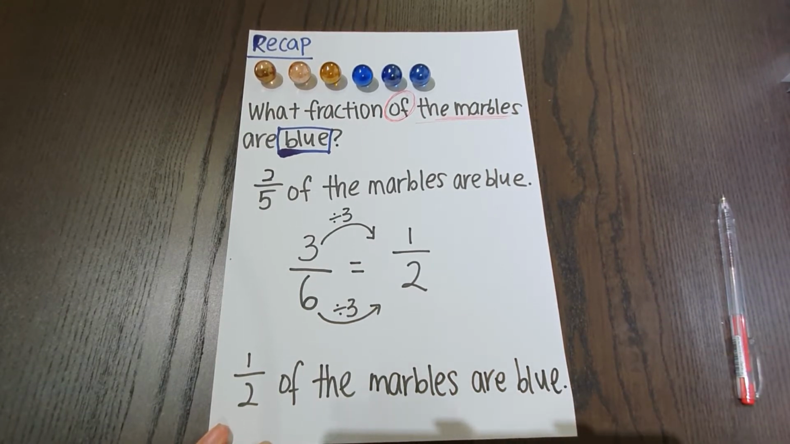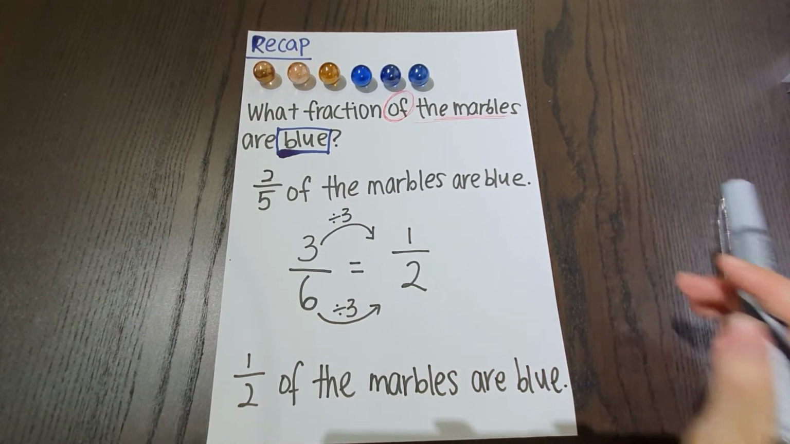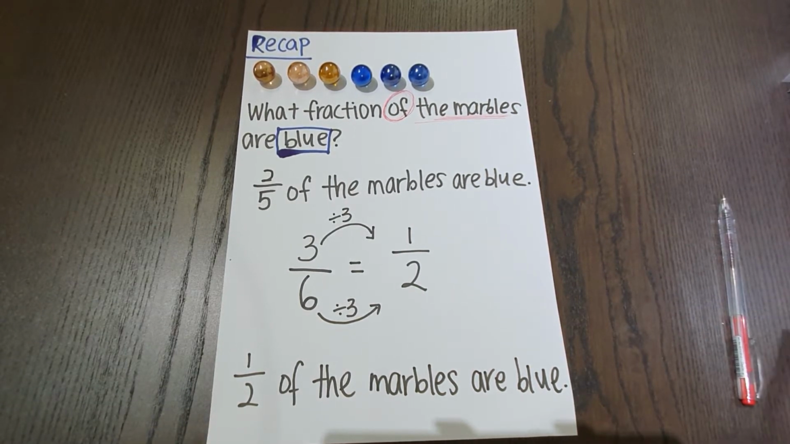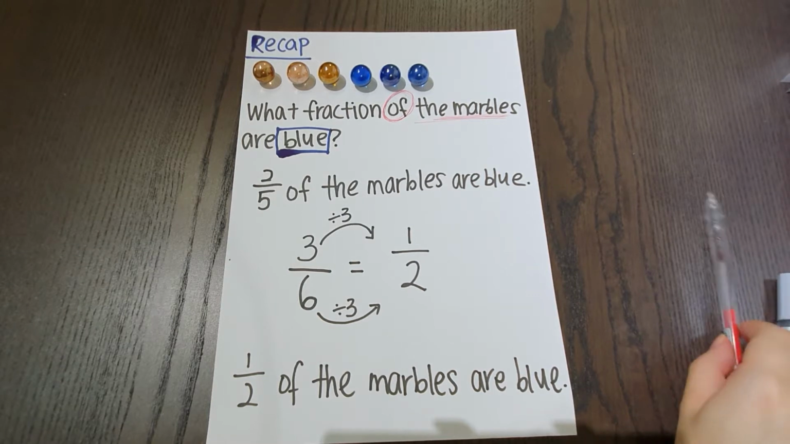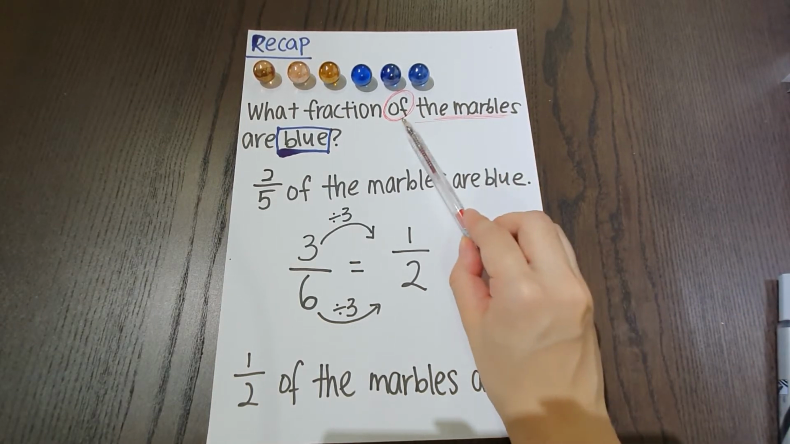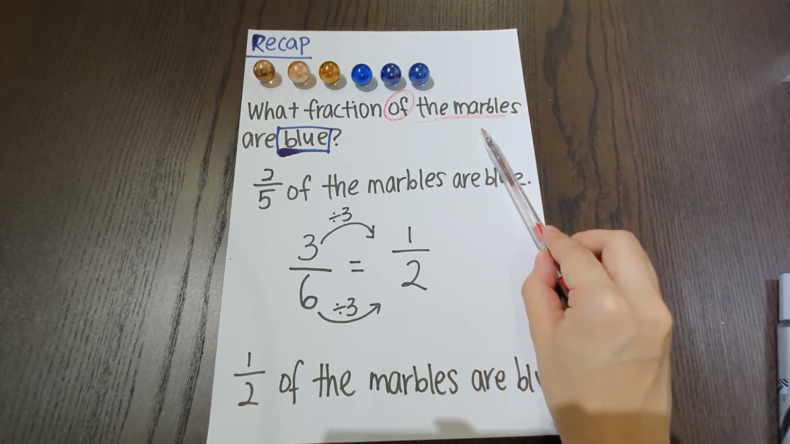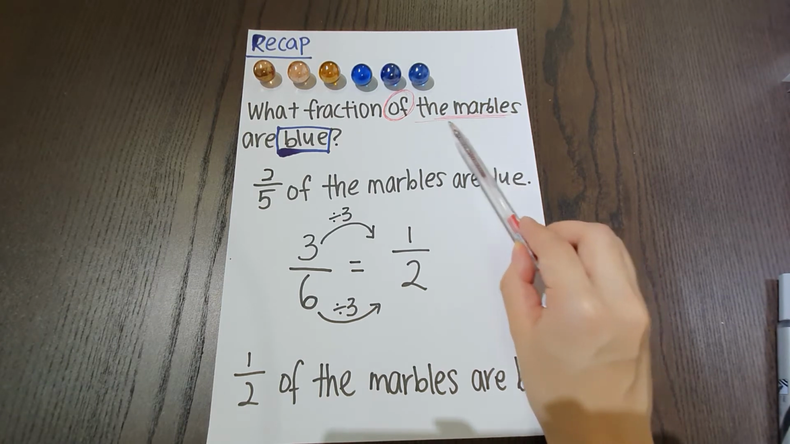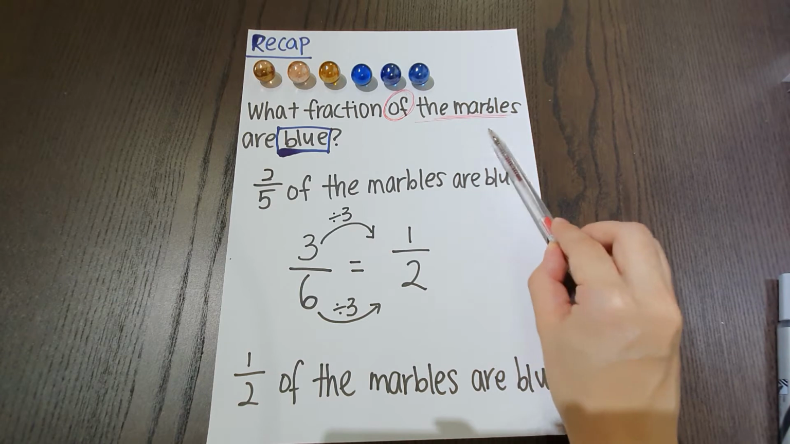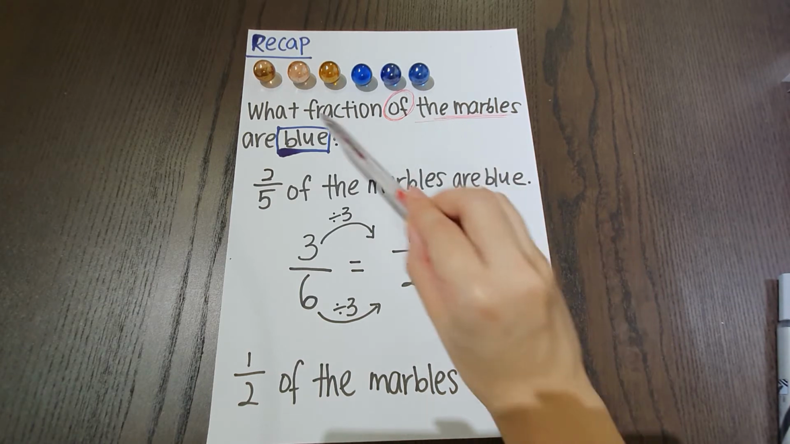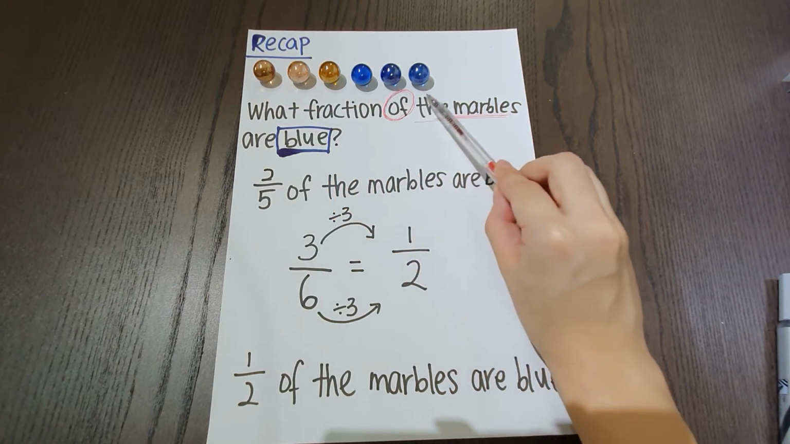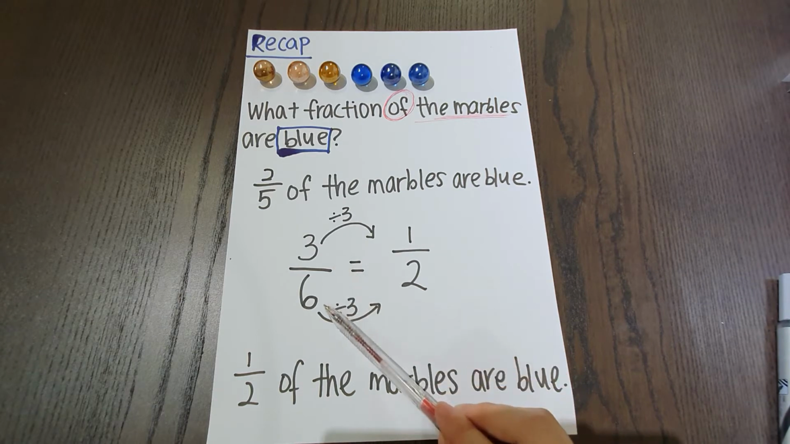Hopefully, from this recap example, it helps you decide what your denominator is. Simply look at the variable that appears after the word "of" to decide what your base is. In this case, since the variable after the word "of" is the total marbles, I just have to count the total marbles I have and indicate it in my denominator as shown here.